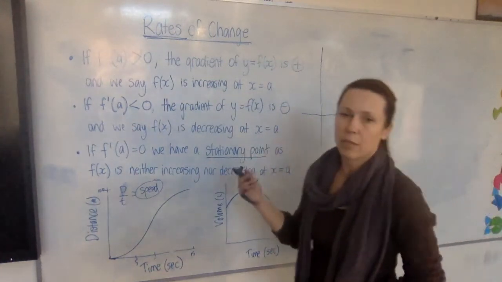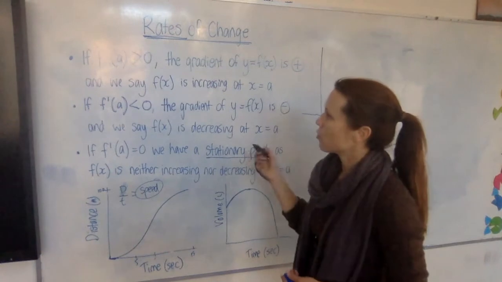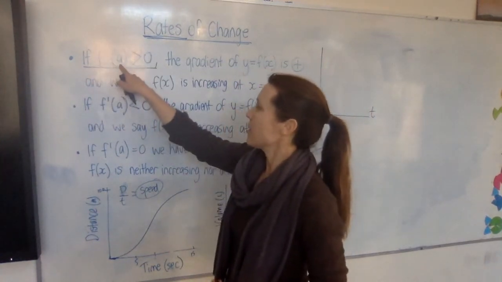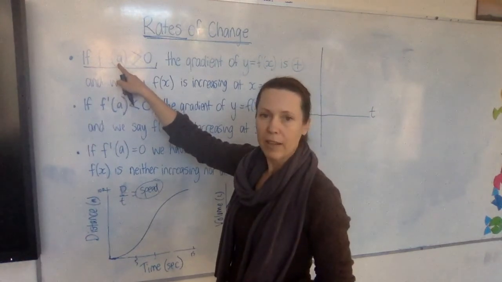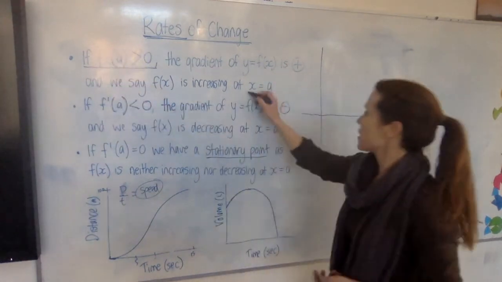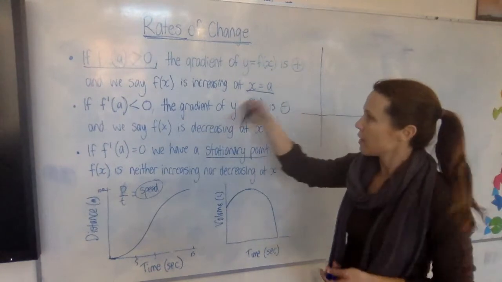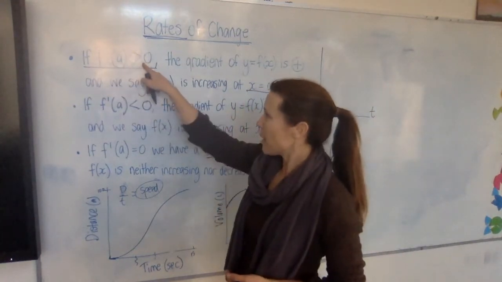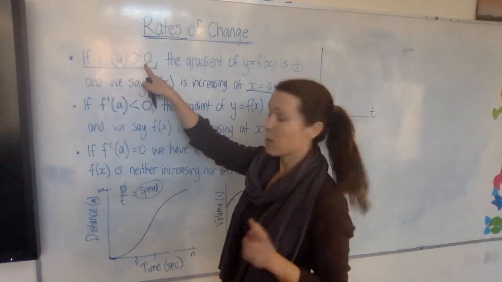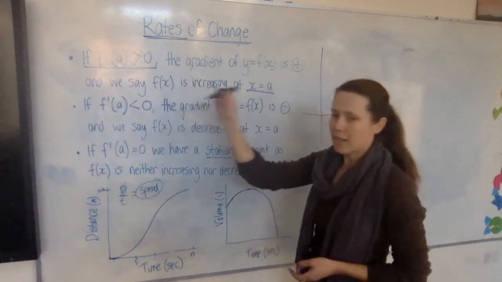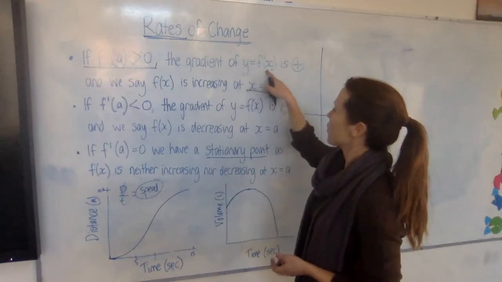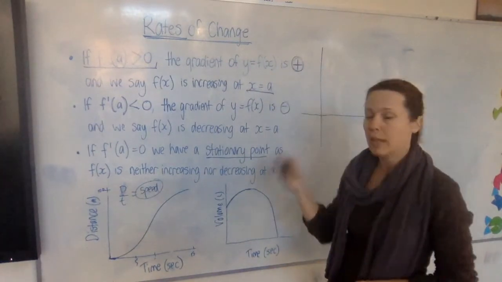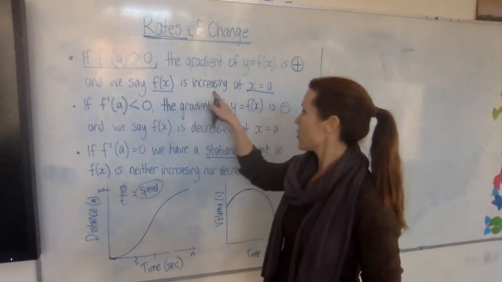Now, let's look at some things that we should already know, but we might not have thought of before. If the derivative, f dash a, now I've written a there, not x, because we're looking at some point, say x equals a, and we're saying, all right, if you analyse the derivative at some point a, and it's greater than 0, in other words, it's positive, well, what does that tell you? It tells you that the gradient of the curve, y equals f of x, is positive at that point. And so we say that f of x is increasing.